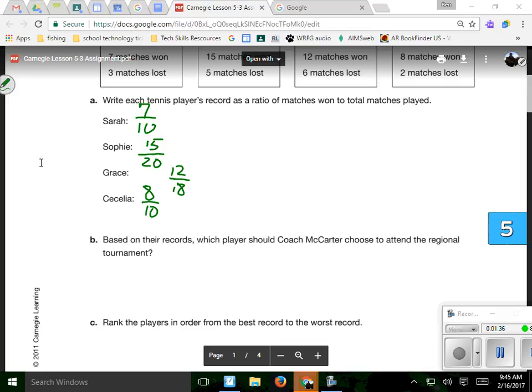Okay, you know what? There's only one way to know for sure who has the better chance of winning based on their ratios. And that is by making sure that the bottom number is the same. You can't really compare them until you have the same bottom number. Okay?